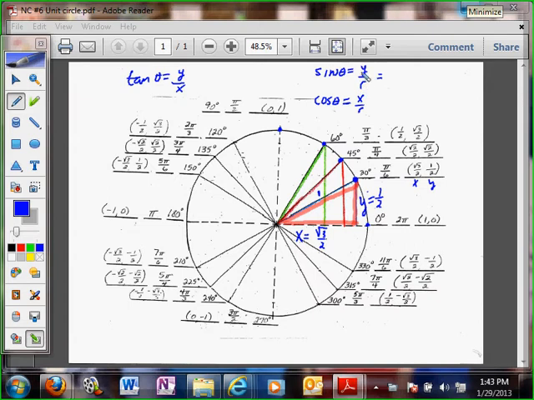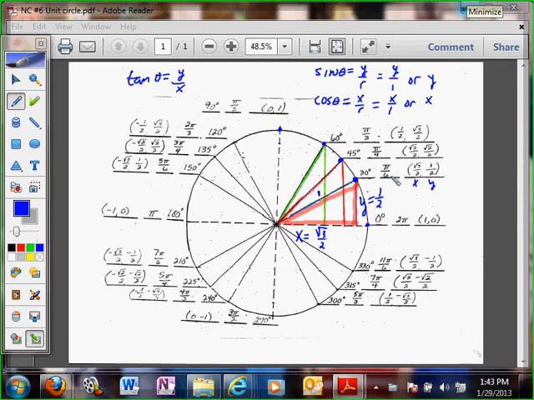If sine theta is equal to y/r, and if r is 1, then sine theta is equal to y/1, or just y. Likewise with cosine. Cosine is equal to x/r, and again r is 1, so x/1 is x, so it's going to be x/1, or simply x. So what does that tell us so far?